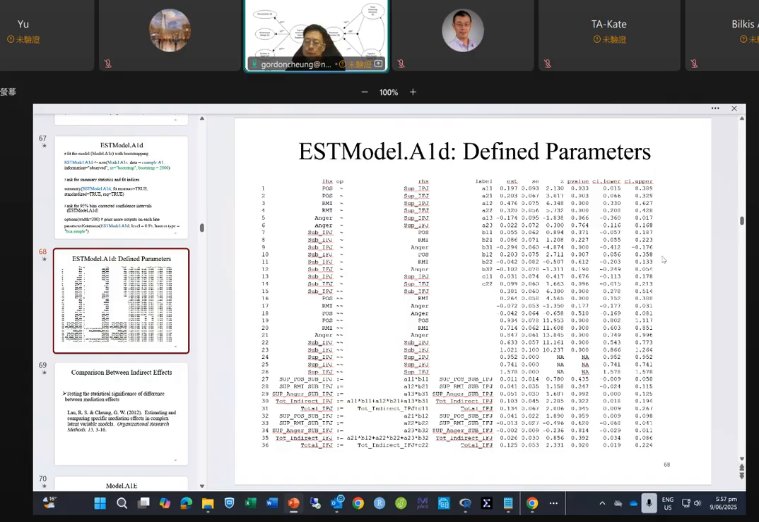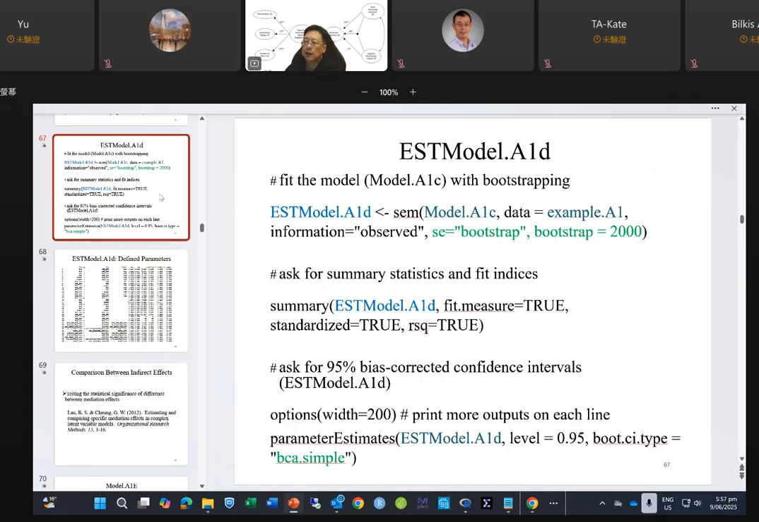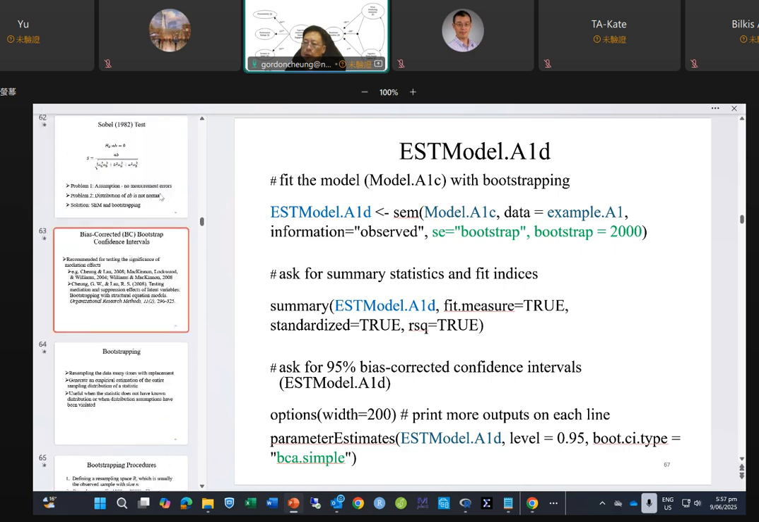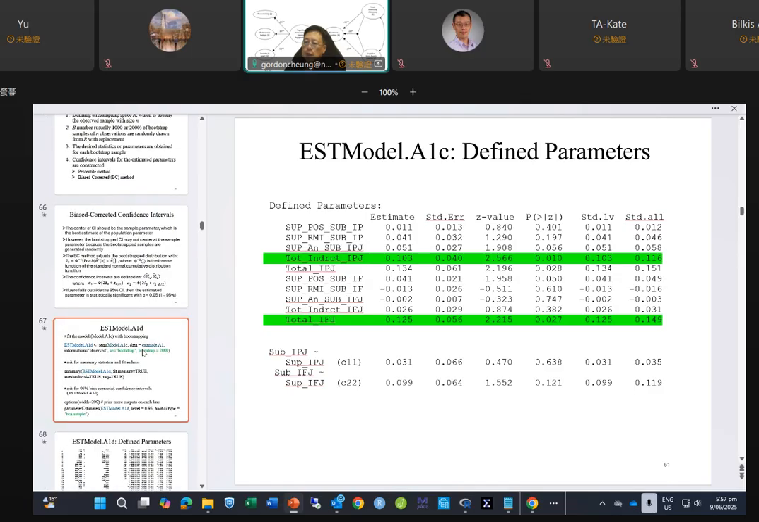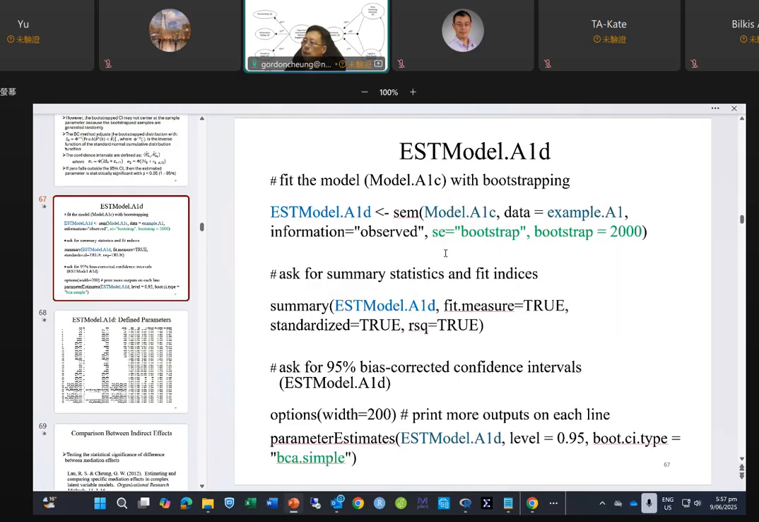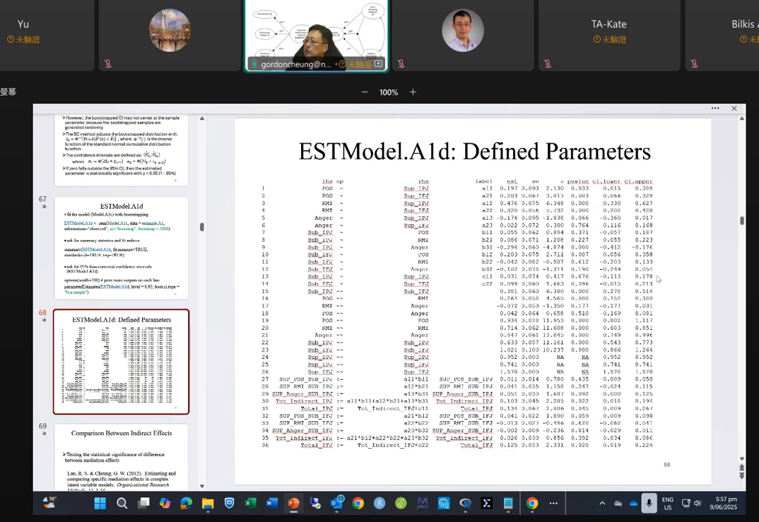Now, do you know how to do the bootstrapping? Find the indirect effect. Do not rely on the Sobel test. If you rely on the Sobel test, it will get rejected, just like what we did in A1C. So what you need to do in our A1D is use bootstrapping. I use bootstrap equals to 2000, SE equals to bootstrap, and then use the parameter estimates function to show the bias corrected confidence interval. Here, the last two columns.